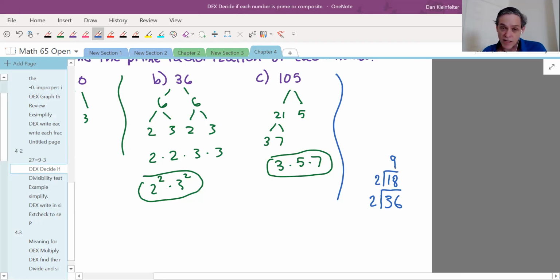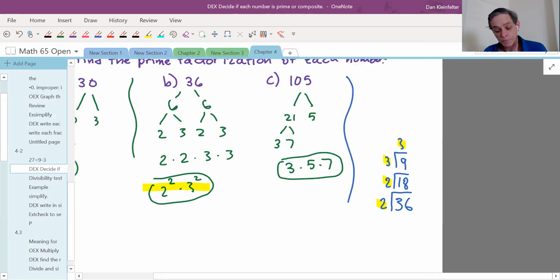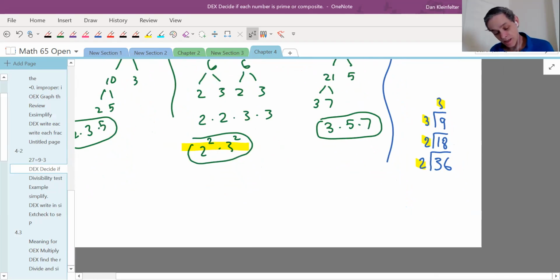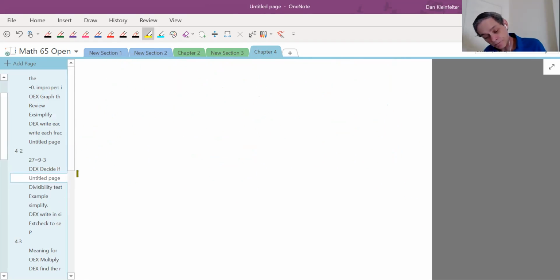Is 9 divisible by 2? No. What is the next prime number? The next prime number is 3, so we will divide through by 3. 3 goes into 9 3 times, and the quotient here is a prime number. And so reading along the outside, we have 2, 2, 3, and 3, which is our prime factorization for 36.